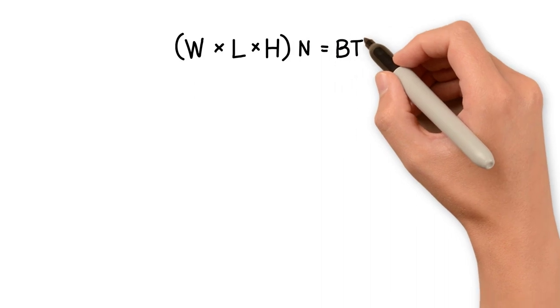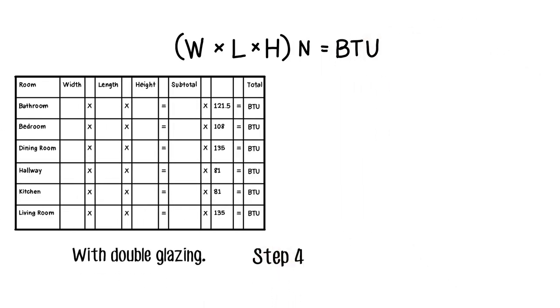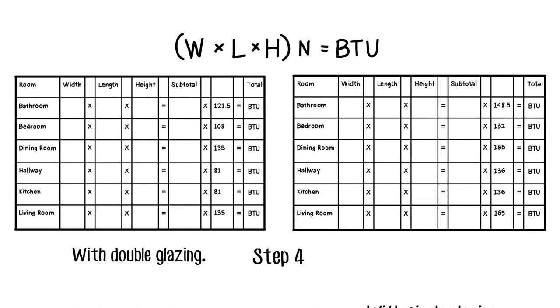Times the width, length and height together to receive the subtotal. You'll then multiply this by a number based on the room you're working in. These have been outlined for you below.